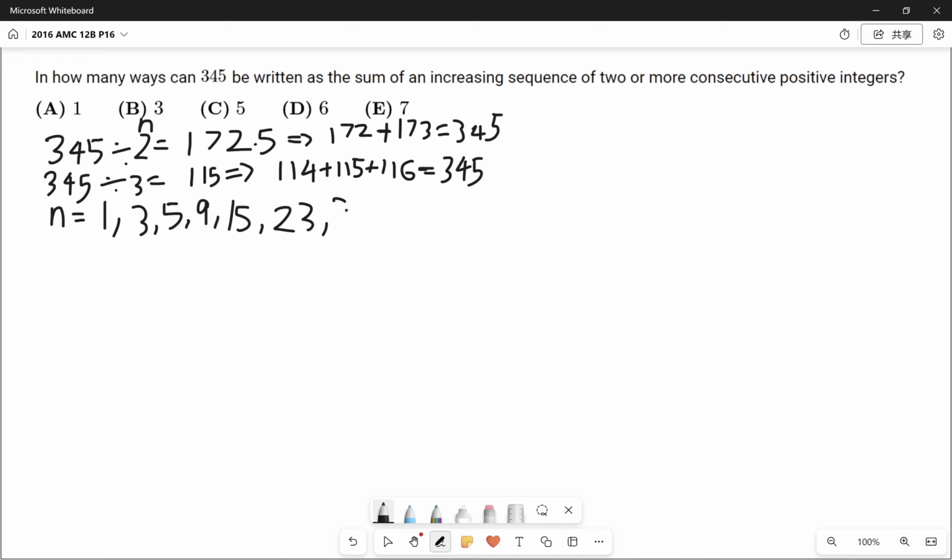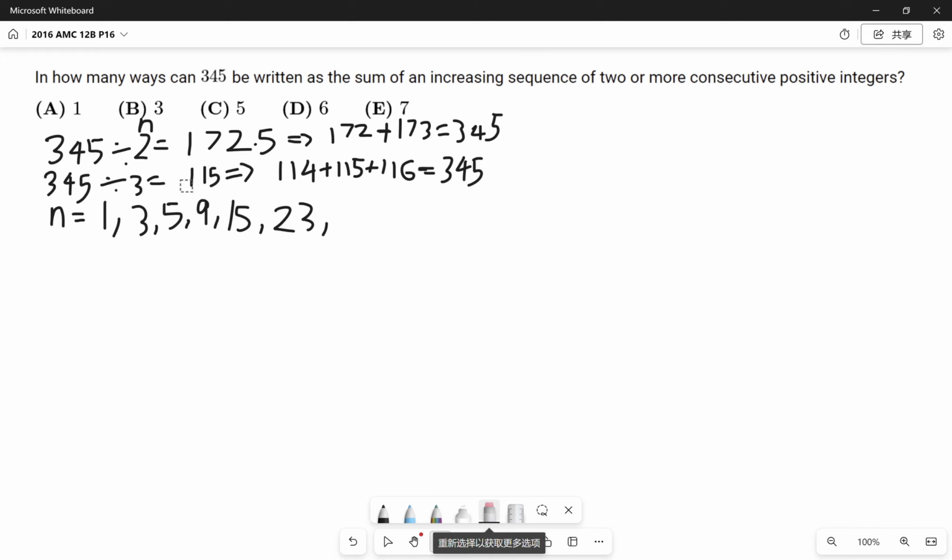So 345 divided by 9, 3 times 9 is 27, 75 divided by 9, so actually 9 doesn't work. 9 is not a divisor. My bad. And 345 divided by 5 is 69.